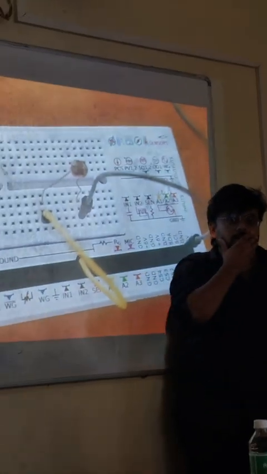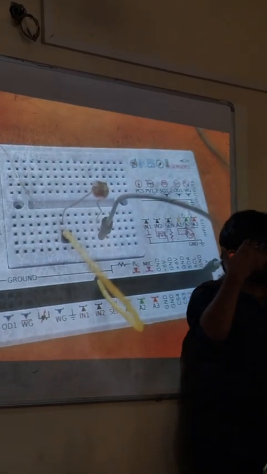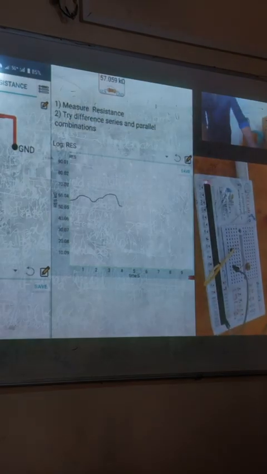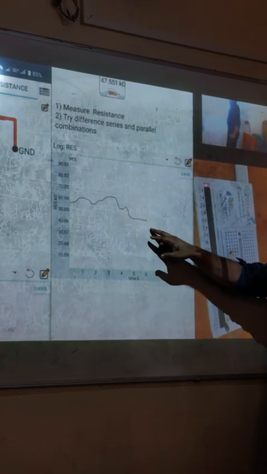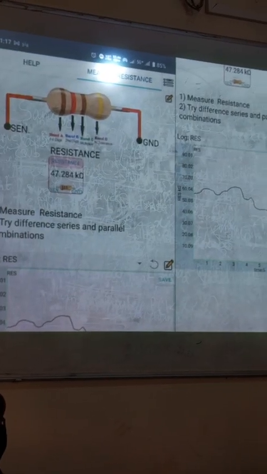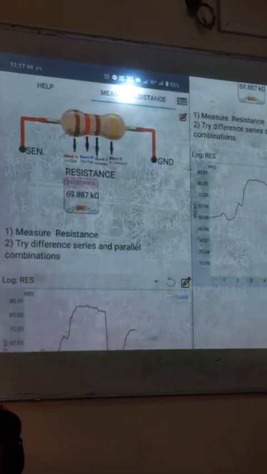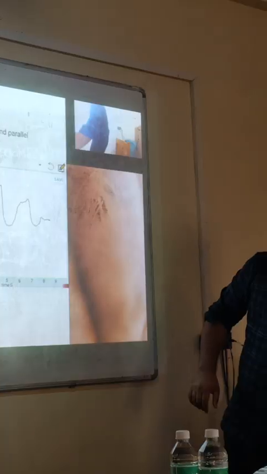Full form of LDR? Light dependent resistor, which means resistance changes with light. So I have removed my 1K and connected the LDR. Now look at this. My resistance is varying, right? So if I try to cover this slightly, what will happen? Resistance will increase. See? The relationship between light and resistance. So let me use a flash.